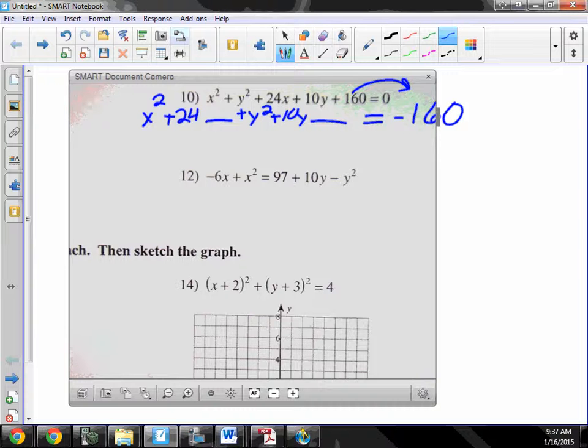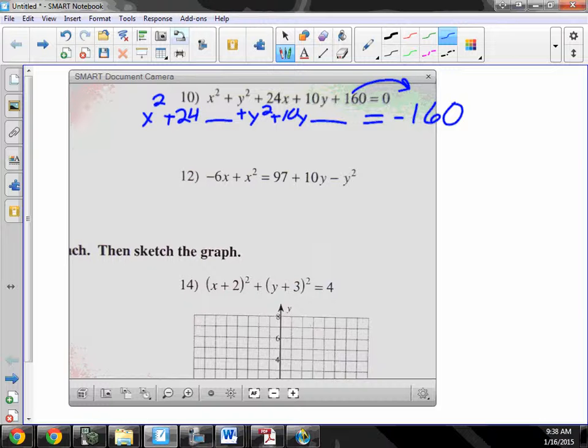Now, I sort of have 2 incomplete quadratics. I have an x squared quadratic that's missing a constant, and a y squared quadratic that's missing a constant. So I'm going to complete the square on both of those quadratics, and that will put the circle in the correct form.